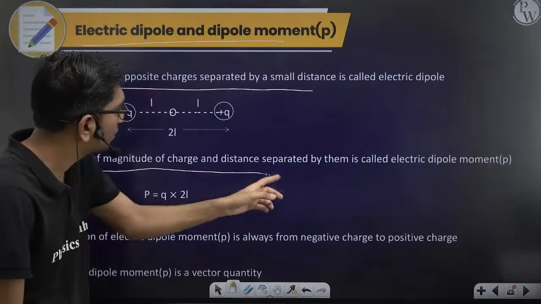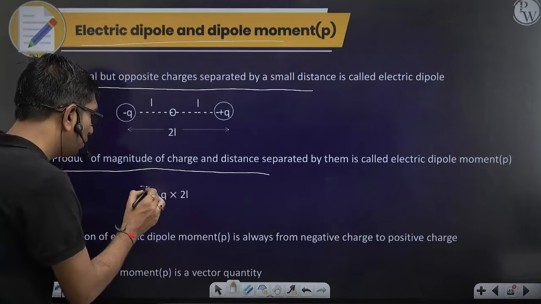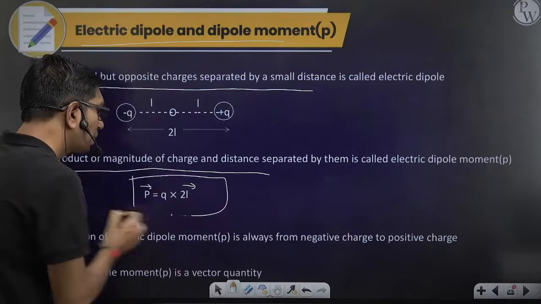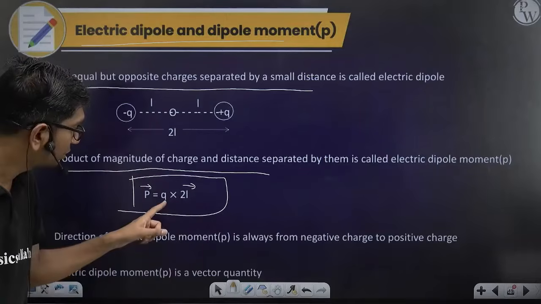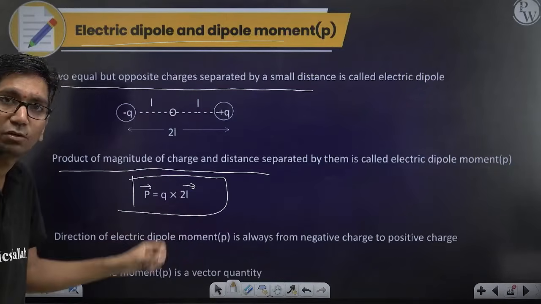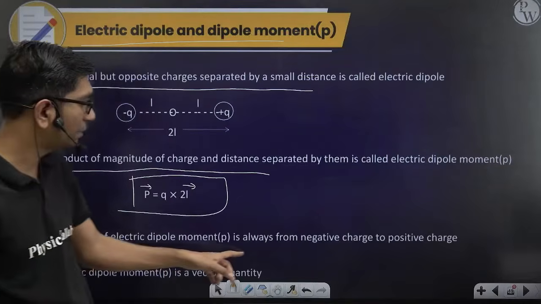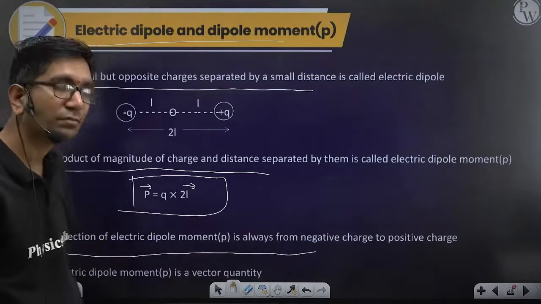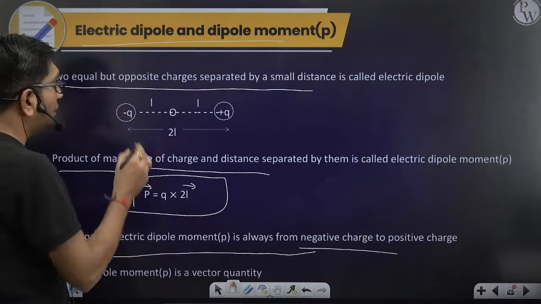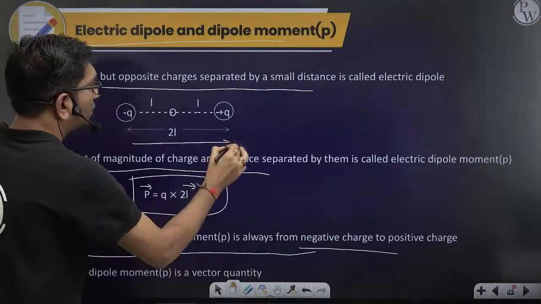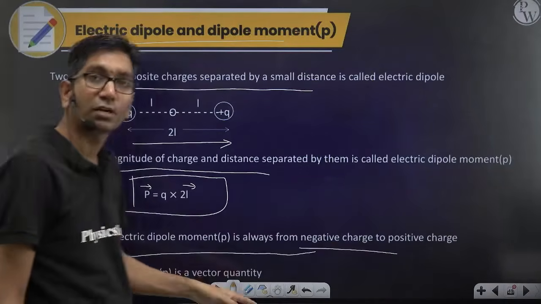Product of magnitude of charge and the distance separated by them is called dipole moment. Dipole moment is denoted by the symbol P. It is a vector quantity. Remember this one. Okay. So the formula is Q into 2L. Okay. Chalo. Direction of electric dipole moment is always taken from negative charge to positive charge. Dipole direction is very important. Negative charge to positive charge. Okay. Electric dipole moment is a vector quantity, I have written here.